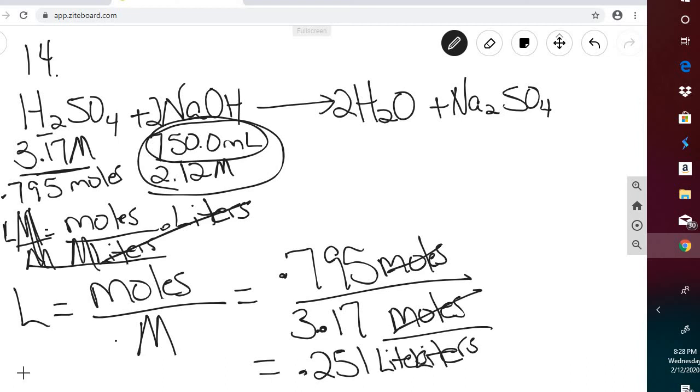And the problem actually asked us for milliliters. So that would just be 251 milliliters of H2SO4.